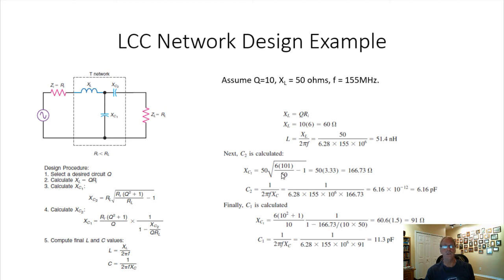Then we calculate C2. So C2 is this formula here. Again, these are backwards. This should say XC2 and that should say XC1. So XC2 is this expression here. We get 166.73 ohms. Calculating the capacitor value, it's 1 over 2 pi F XC, and you get 6.16 picofarads. And then lastly, calculate C1, doing the same process with this formula over here, and you get 11 picofarads. So there's a little example for an LCC network.